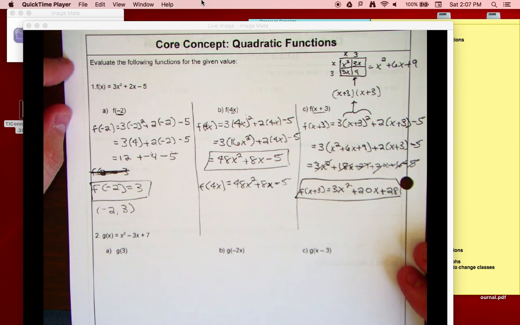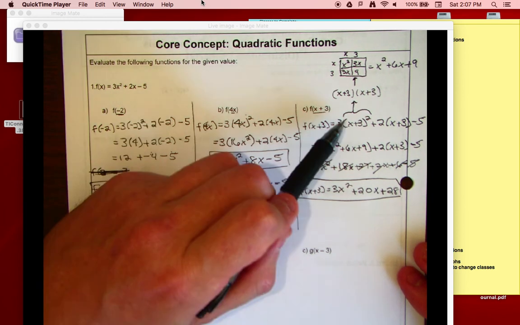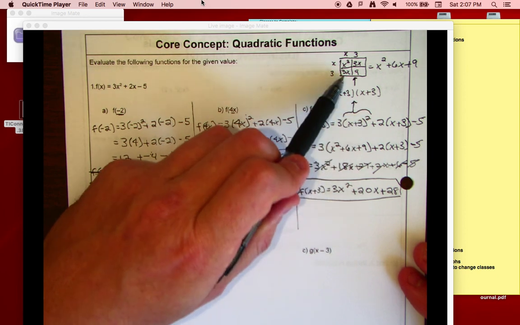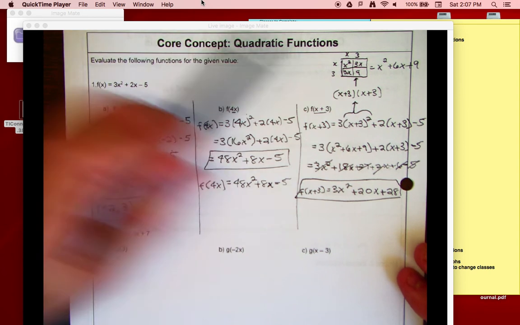Okay. Key thing in this one right here, x plus 3, the quantity squared, means I have to do the boxes or the vertical alignment, whichever one you want to do.